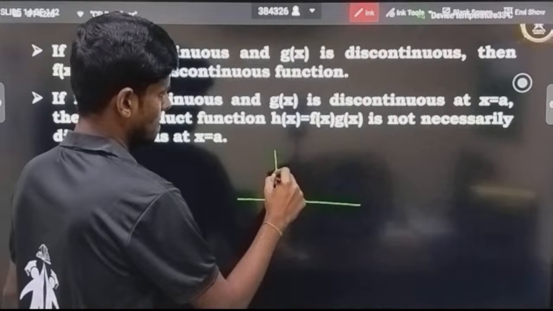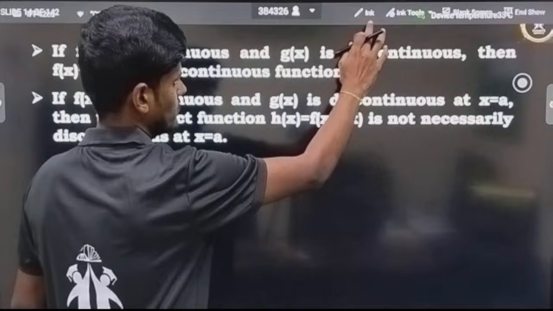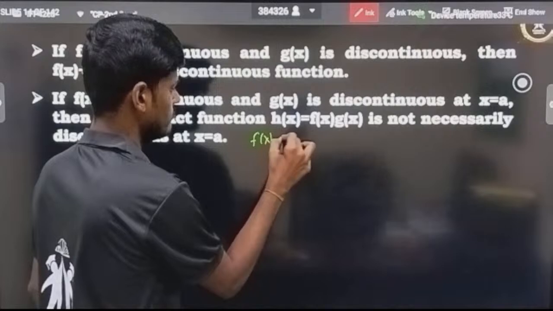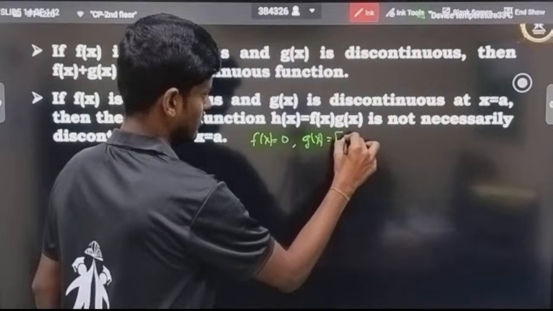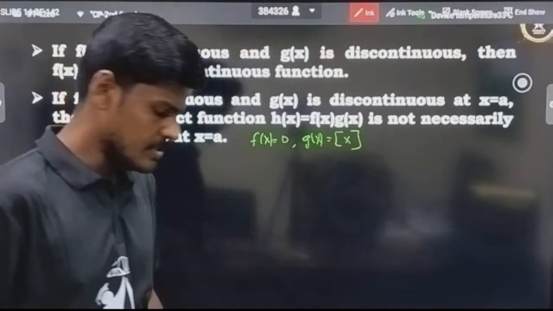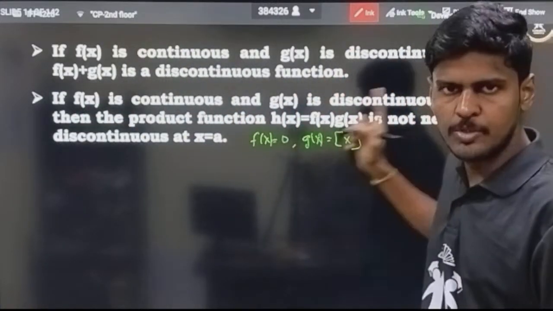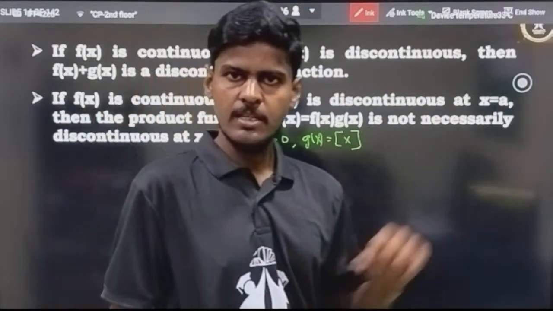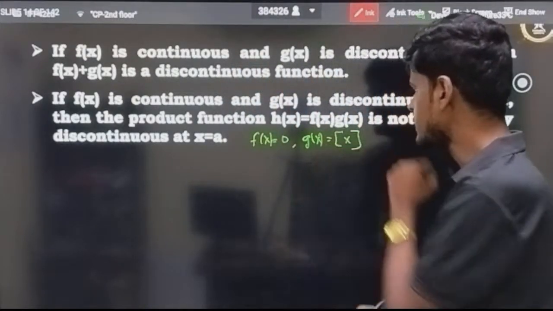Let's take an example. I will just give the function directly. An easier way to understand this property is, let's take f of x equal to 0, g of x equal to box of x. Obviously box x is a discontinuous function. Between 0 to 1 it is 0, between 1 to 2 it is 1, between 2 to 3 it is 2. So obviously g of x is a discontinuous function, and f of x equal to 0, what is this function? It is a constant function. So this is a continuous function and a discontinuous function.